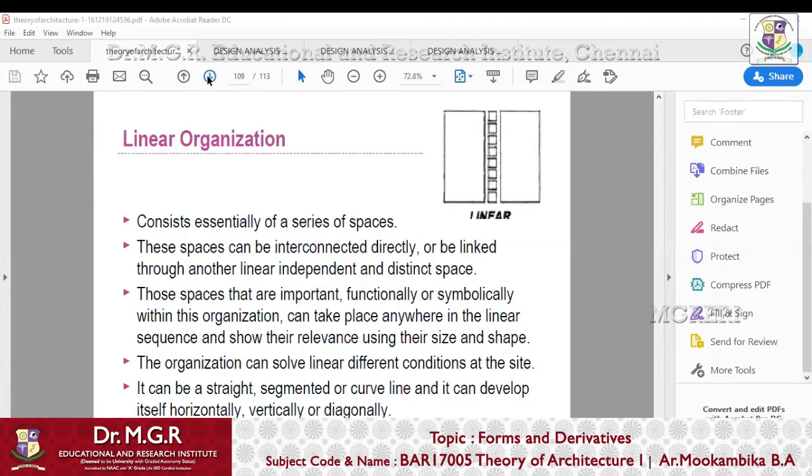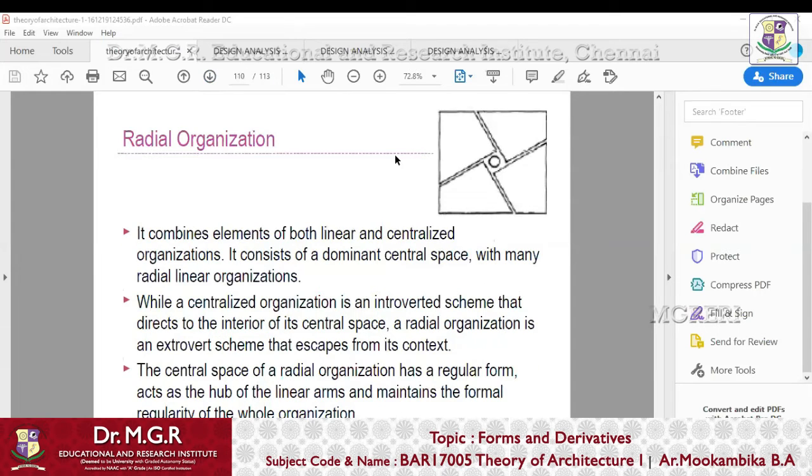Okay, now we'll go to the radial organization. It combines elements of both linear and centralized organization. For example, a mall, or a temple, I mean the Baha'i temple, where you have this radial organization. You have a center point, and it is all arranged in terms of an array.